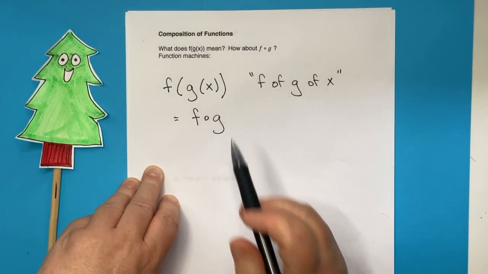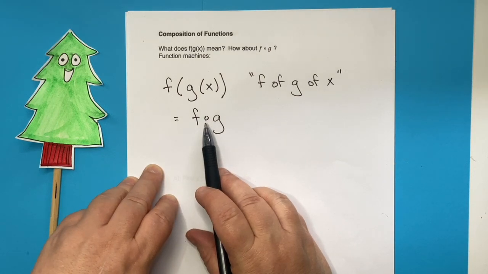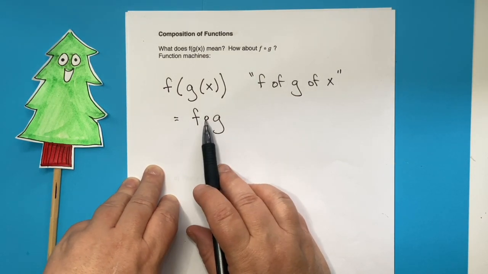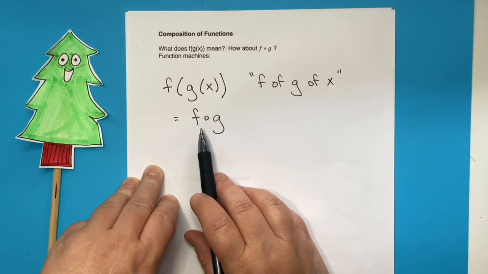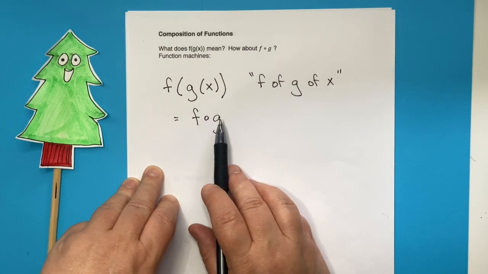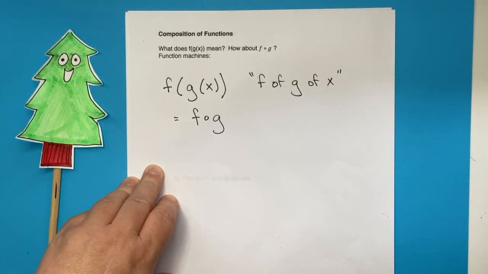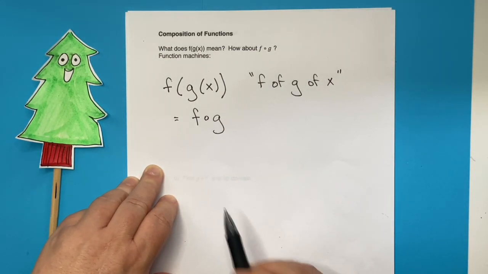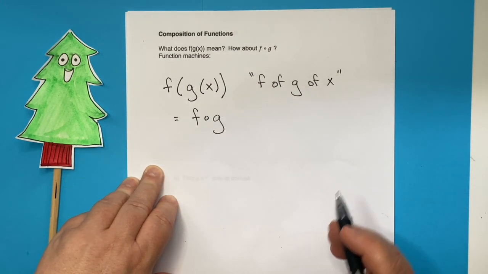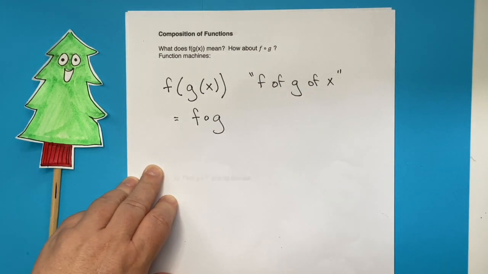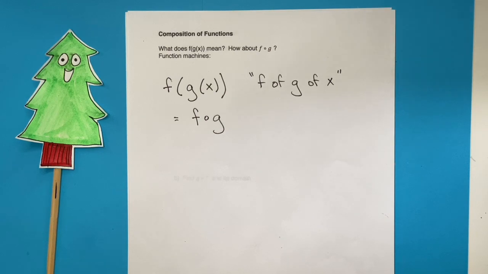I've always thought of the little circle as being "of", but I'm not sure. I just think f of g. This is the notation used because sometimes all these parentheses get to be a bit much, especially first thing in the morning if you haven't had any coffee yet. But basically, composition of functions means we take one function and put it into another function.